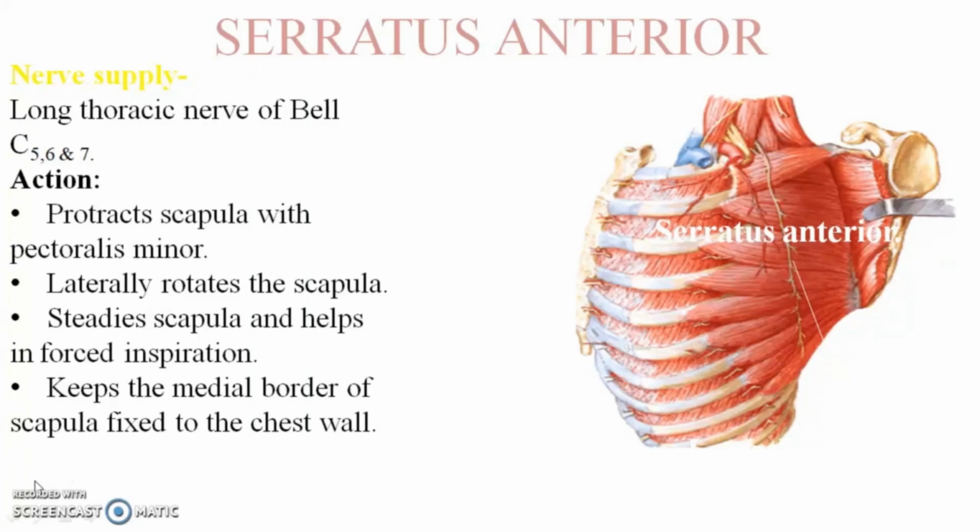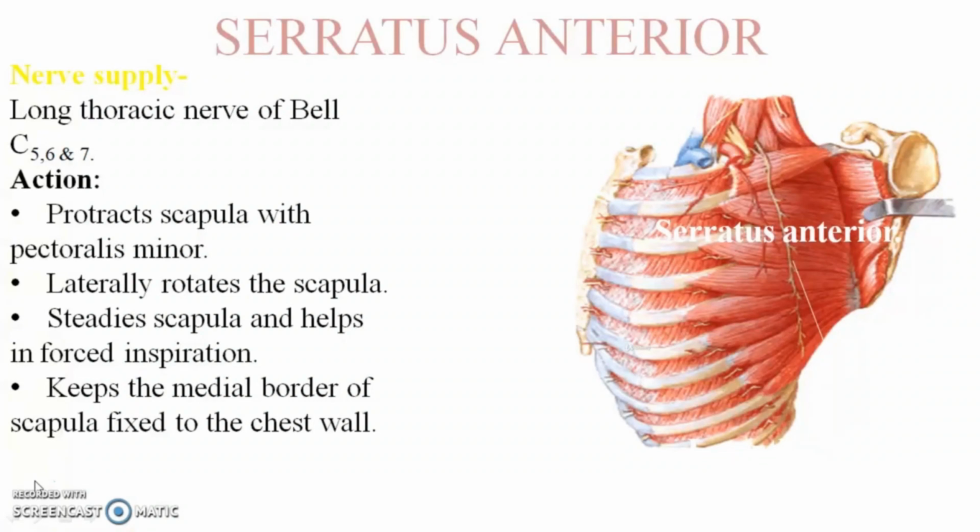So it has action accompanied with pectoralis minor, such as it is going to protract the scapula, and then it also will laterally rotate the scapula and also steadies the scapula during forced inspiration. It is used for keeping the medial border of scapula fixed to the chest wall. So these are the 4 functions or 4 actions of serratus anterior.